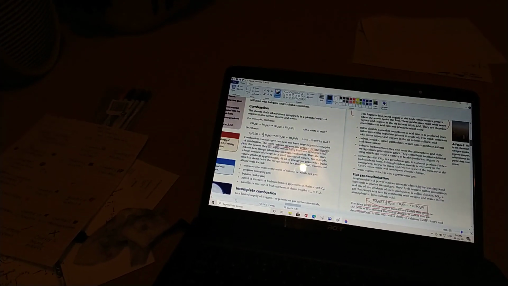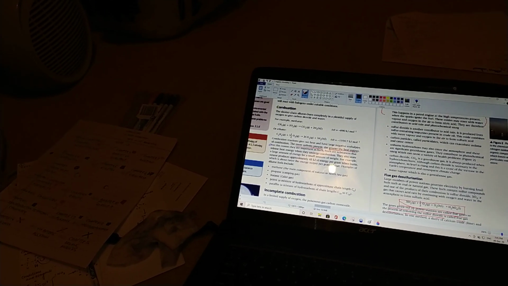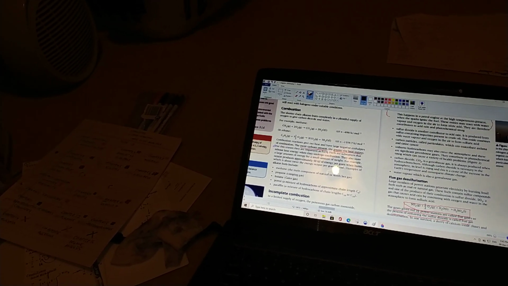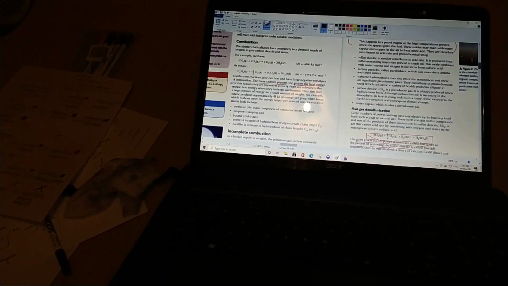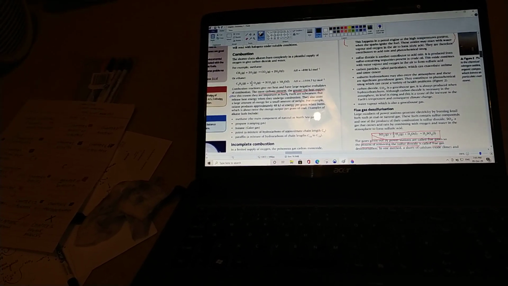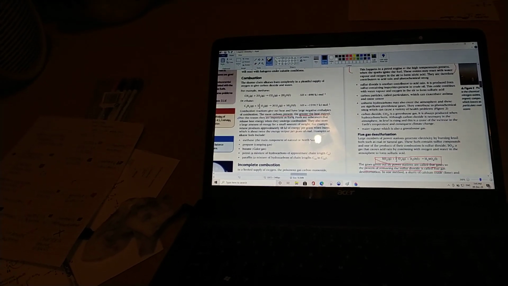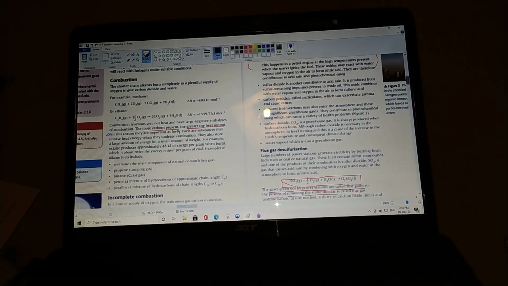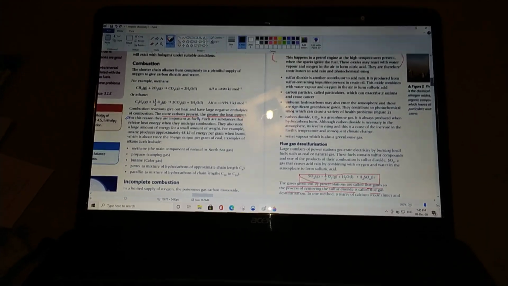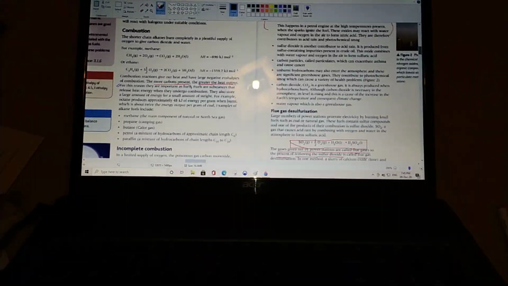Unburnt hydrocarbons may also enter the atmosphere, and these are significant greenhouse gases. They contribute to photochemical smog, which can cause a variety of health problems. Which brings us on to carbon dioxide, which is a greenhouse gas. It is produced when hydrocarbons burn. Although carbon dioxide is necessary in the atmosphere, its level is rising, and due to the increase in carbon dioxide levels, this will lead to climate change, in other words, global warming. Now, water vapor is also a greenhouse gas.